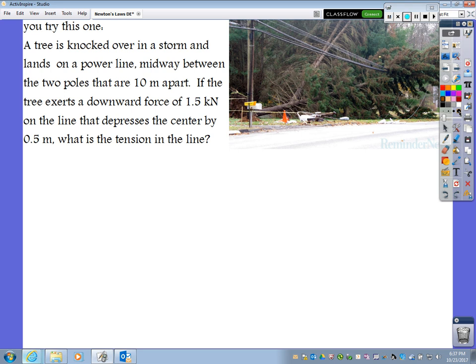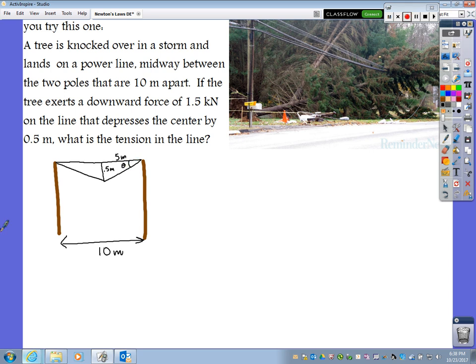So I'm going to draw my two poles. They are 10 meters apart. Now the line would normally just go across, but it's being pulled down by this tree and stretched downward. This distance here that it's stretched down by is 0.5 meters. And since the full distance across is 10 meters, if I'm just looking at the top here, half of that is 5 meters. I want to find this angle, theta.